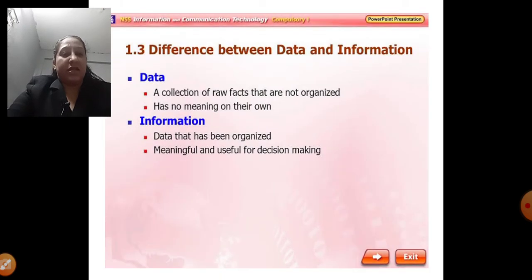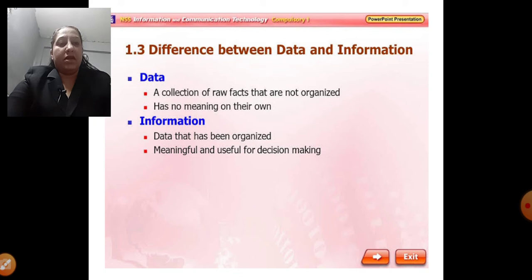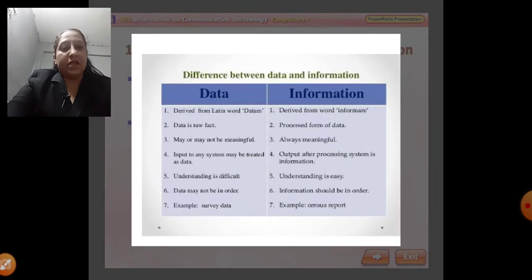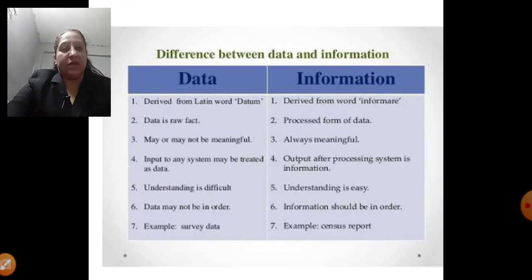Then, we will discuss the topic: what is the difference between data and information. Very often these two terms are used frequently, but you should have a clear understanding of what is data and what is information. Data is raw facts which are not systematically organized and do not have any meaning on their own, whereas information is systematically organized and is used for making a proper decision. There is one diagram coming later which will give a better idea.